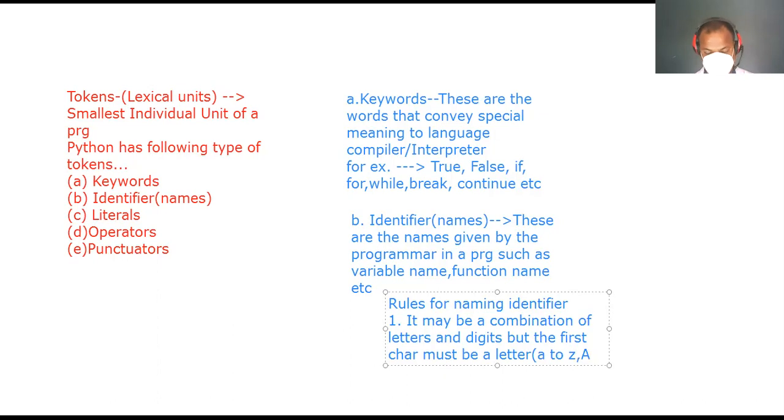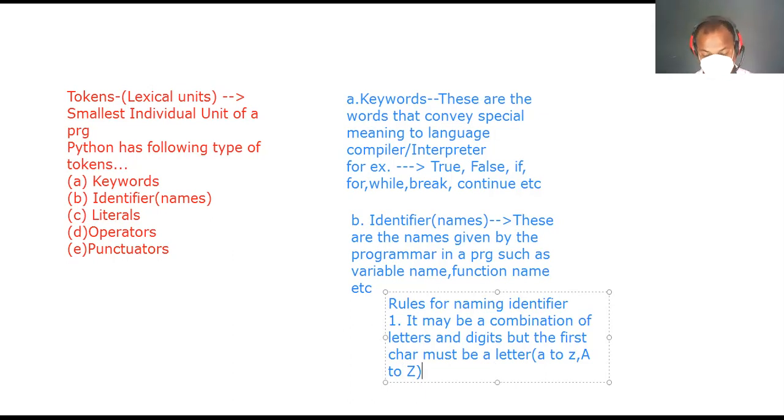As I have told you, it is case sensitive, so be aware that small a and capital A both will be treated differently. That is why I have written small a to small z, capital A to capital Z. So what does it mean? We are only allowed to give the name for the identifier starting with a letter, that is small a to small z and capital A to capital Z.